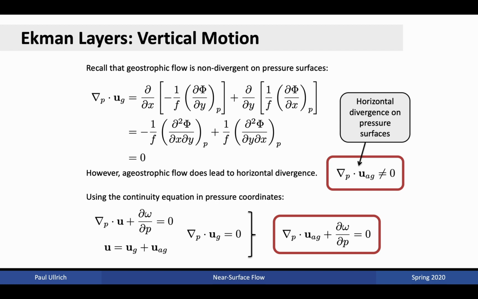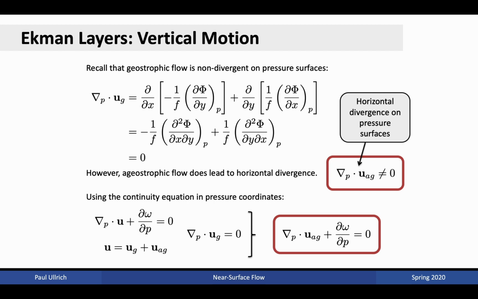However, the ageostrophic flow does lead to horizontal divergence. That is, if you take the divergence of the ageostrophic wind, the value is non-zero. We already saw that in the previous discussion, namely, in the case of a local low, we had convergent motion. That is, the ageostrophic wind tended to push air into the low pressure region, where we had convergence of the flow. On the other hand, if we had a high, we had ageostrophic wind directed away from the high, leading to divergence of the flow.